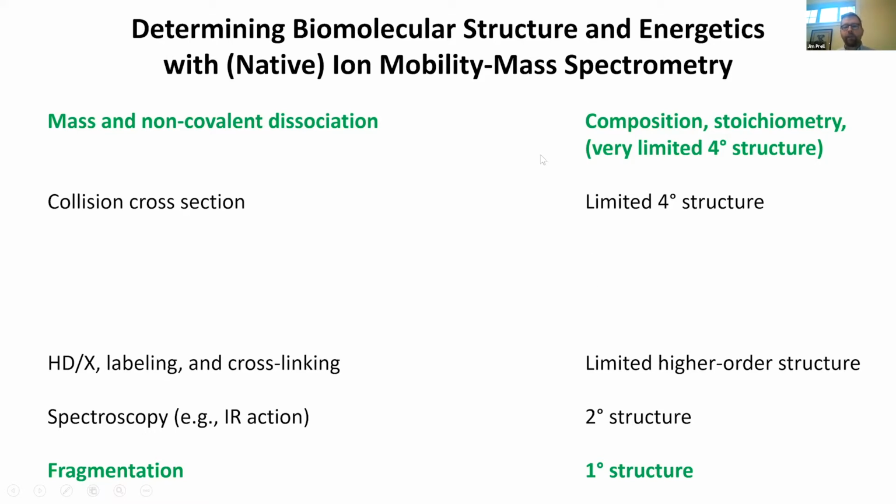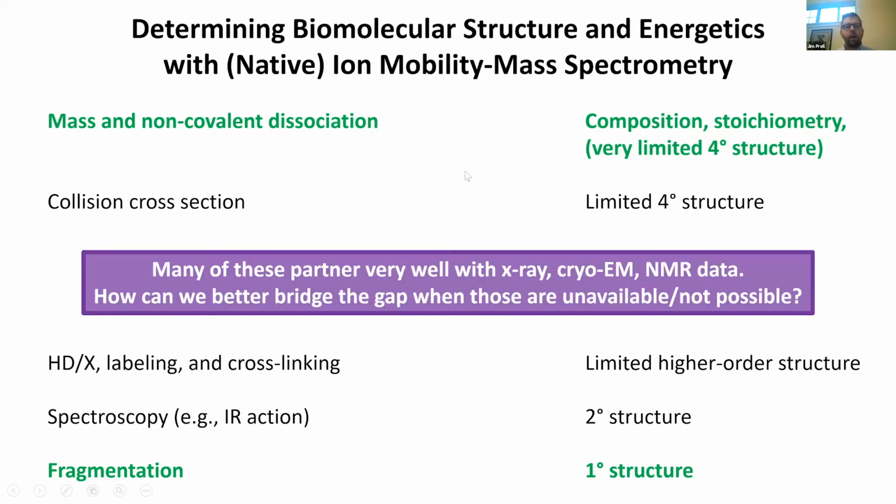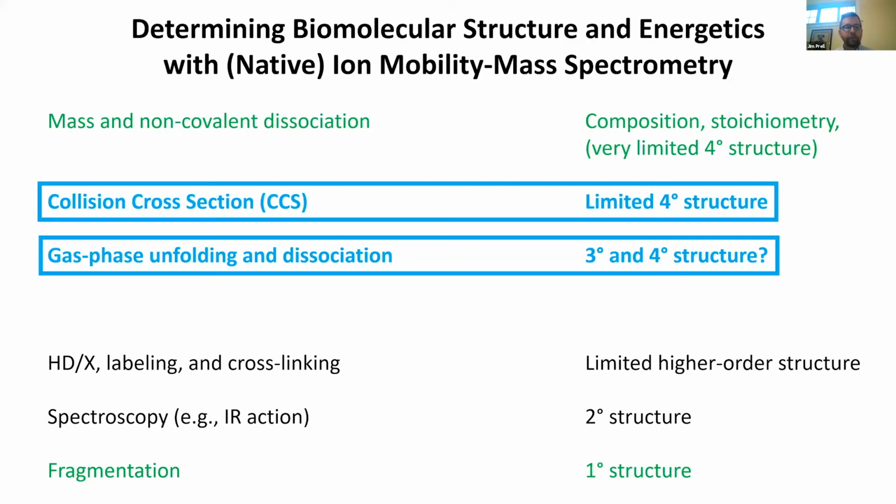In between those, learning about secondary, tertiary, and quaternary structure can be a lot more challenging, although a lot of the information you get from mass spectrometry pairs very well with X-ray, cryo-EM, NMR, and MD simulation data to help bridge that gap. What we're wondering in my group is, can we do a little better in the native mass spectrometry world and learn a bit more about the structural information we can get from collision cross-sections, as well as use gas phase unfolding and dissociation techniques to probe quaternary and maybe even tertiary structure of protein complexes.